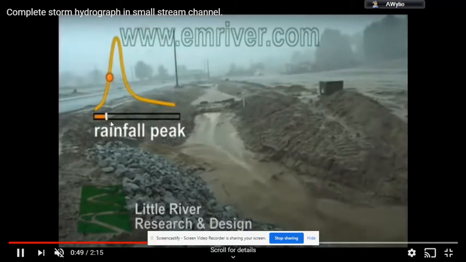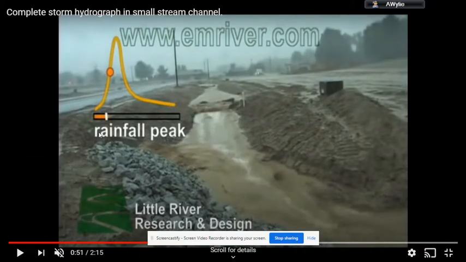Okay, now you can see this first little dash has been put on. This was the peak rainfall. So when it started raining, they recorded the time when the rain got to its heaviest. Okay, and now we're beyond that point, but the river's still rising.